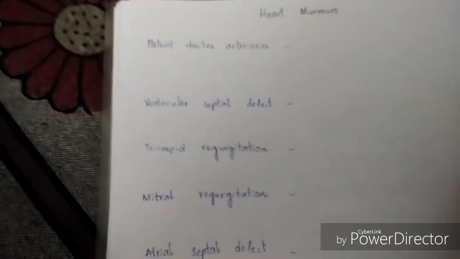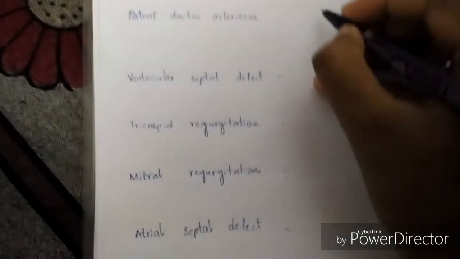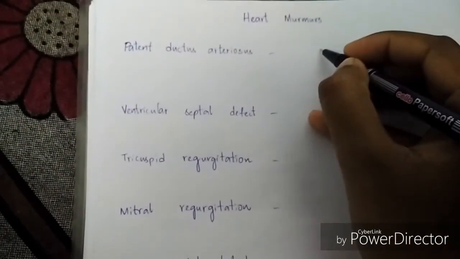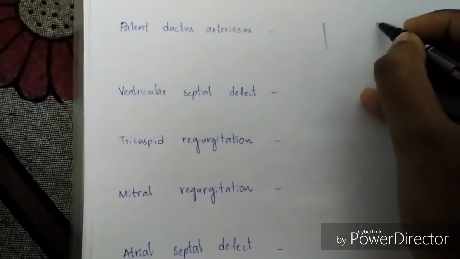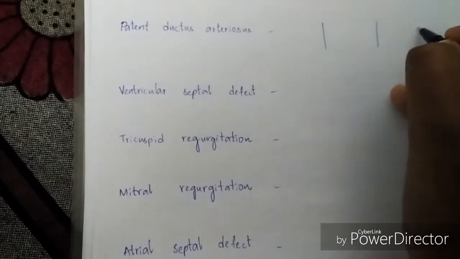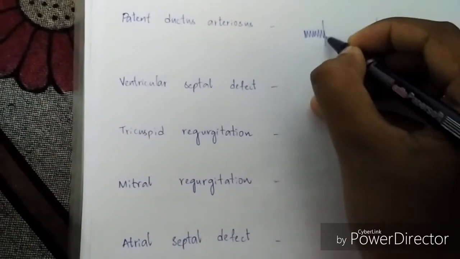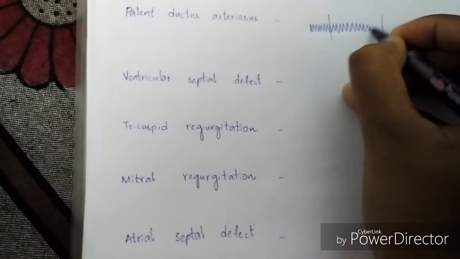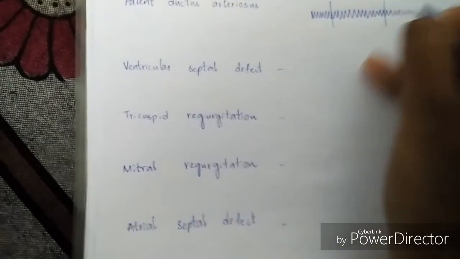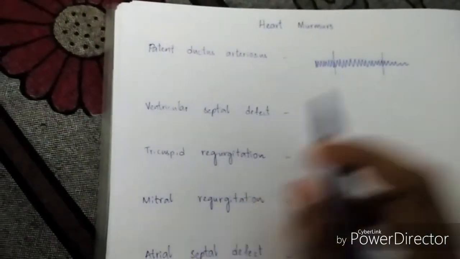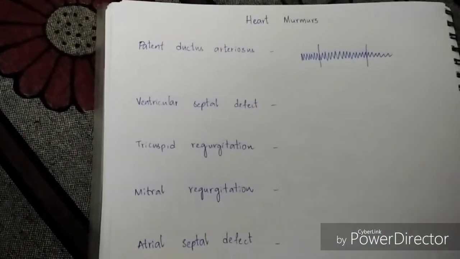First, we'll see patent ductus arteriosus. If this is the systole and this is the diastole, the murmur will be continuous. There will be continuous machinery murmur. PDA has continuous machinery murmur.